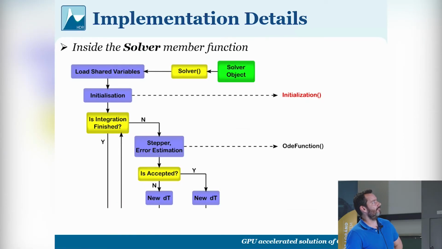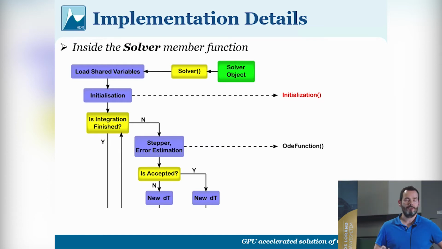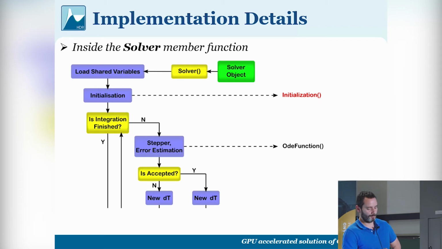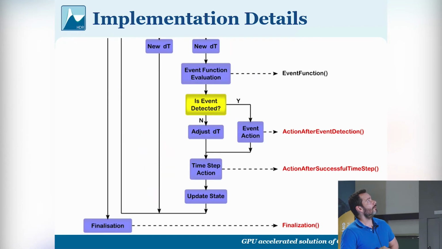In this part, we have to call the ODE function introduced previously. If the step is rejected, then we have to approximate a better time step. If it is accepted, then we have to calculate a new time step, and let's proceed further with this branch. So after we estimated the new time step, the solver will evaluate the event function.